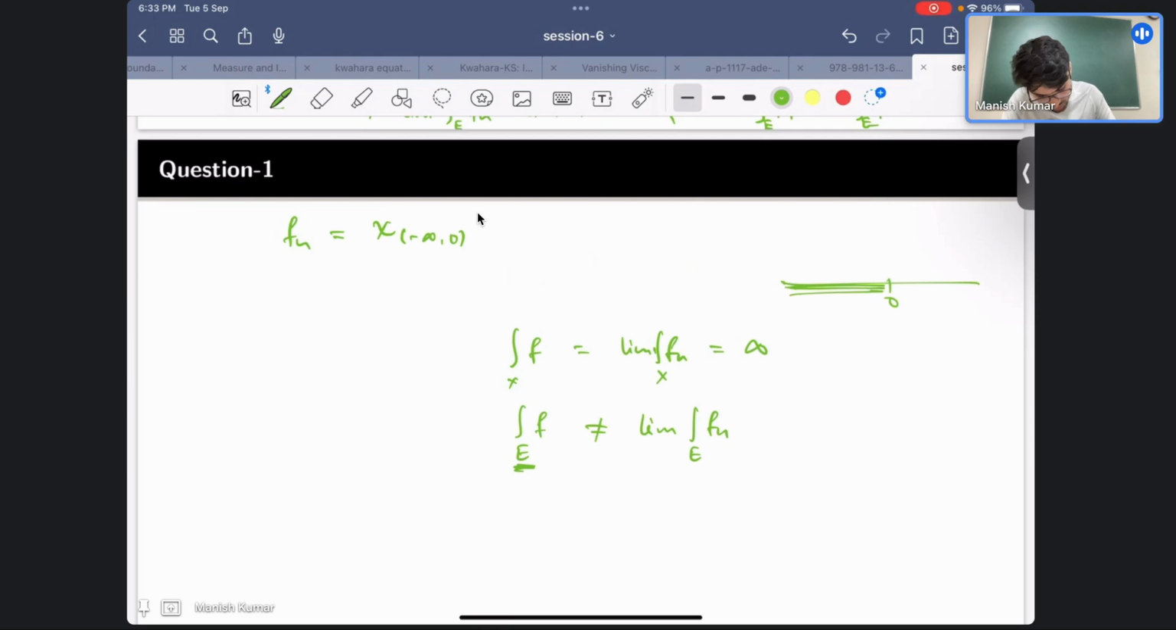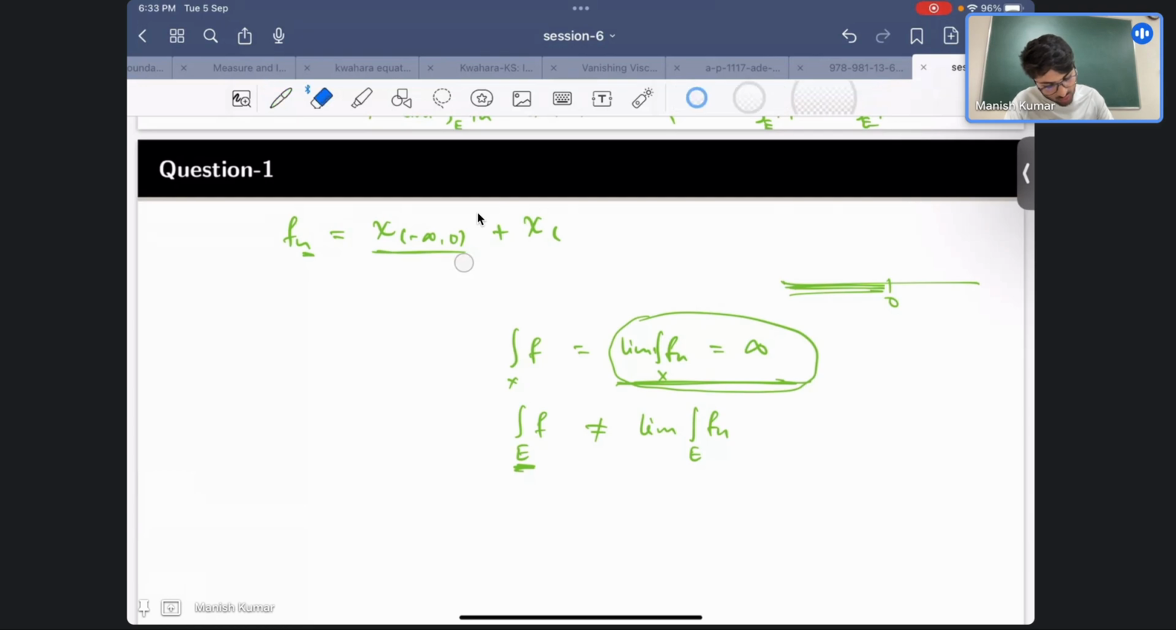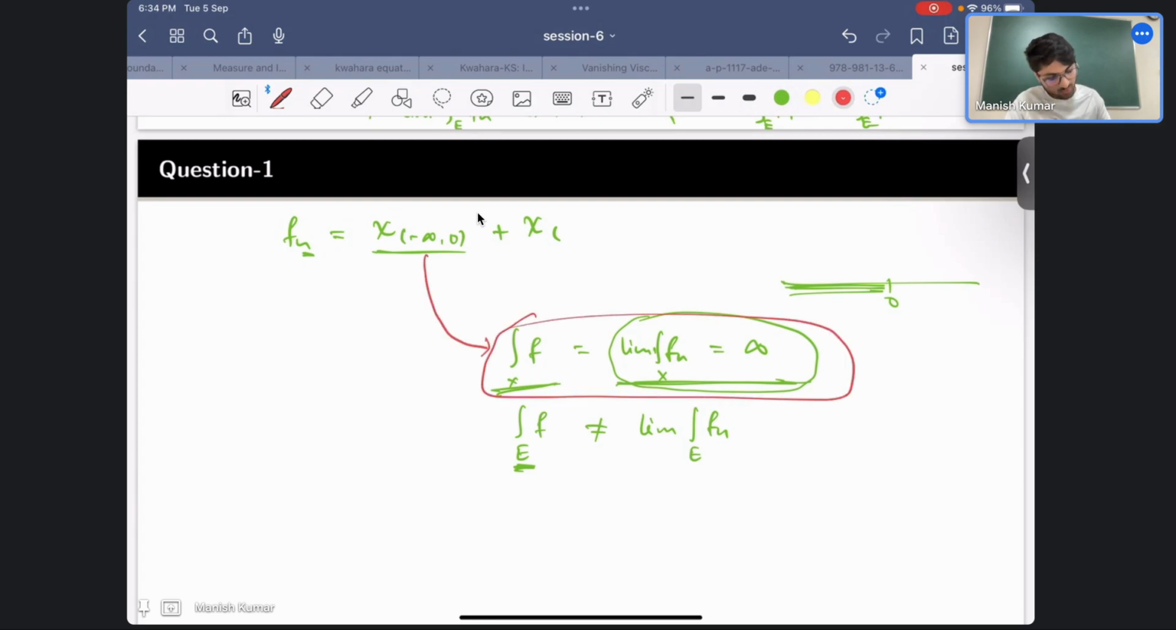Then you just add something which will be very important for this particular thing. You add an interval which is not fixed, which depends on n. You can clearly see this part is not depending on n. This is to make sure that the integral is always infinity. So this particular thing makes sure that the integral of fn is always infinity. So the limit is also going to be infinity, and the function to which it converges will also include this function, right? So the integral of f is also infinity. This particular thing is making sure that this condition will hold.